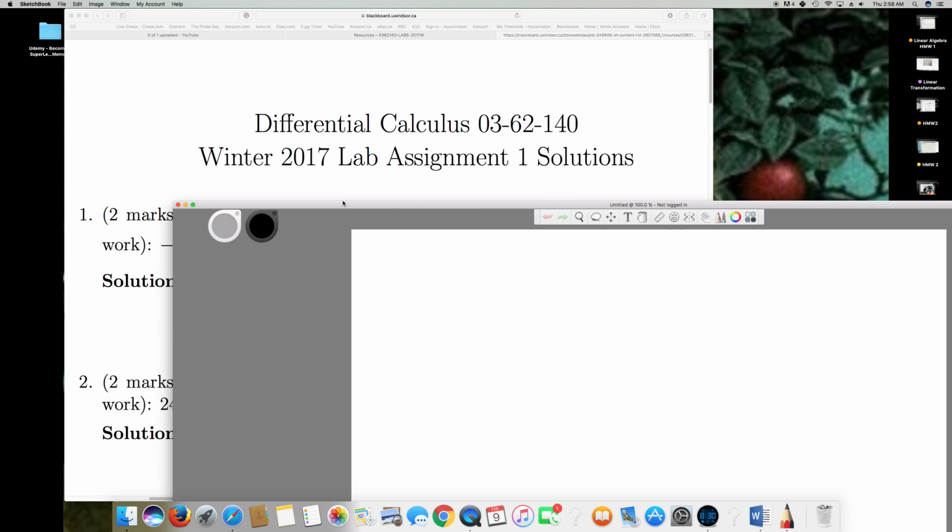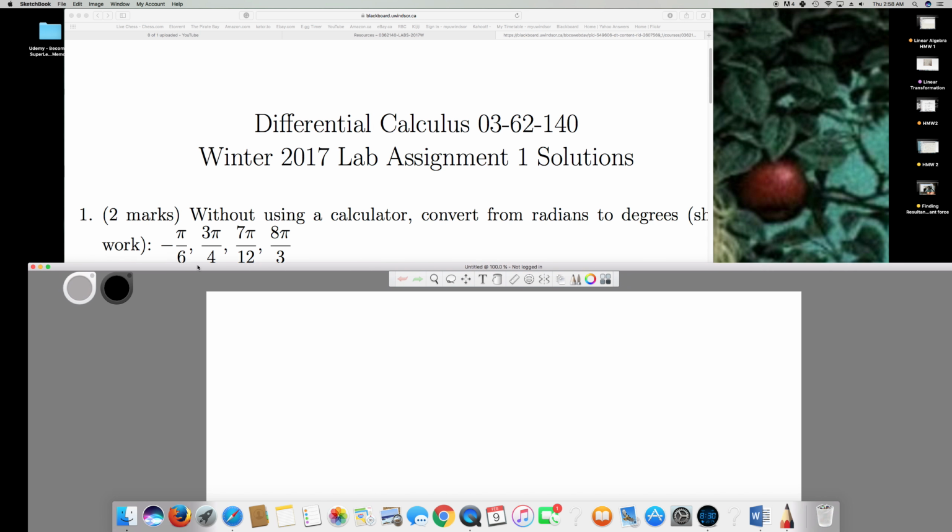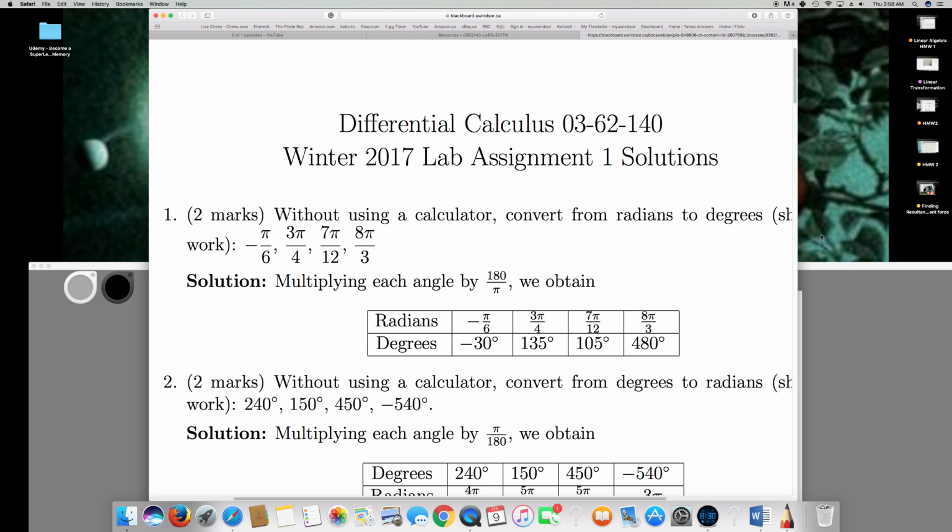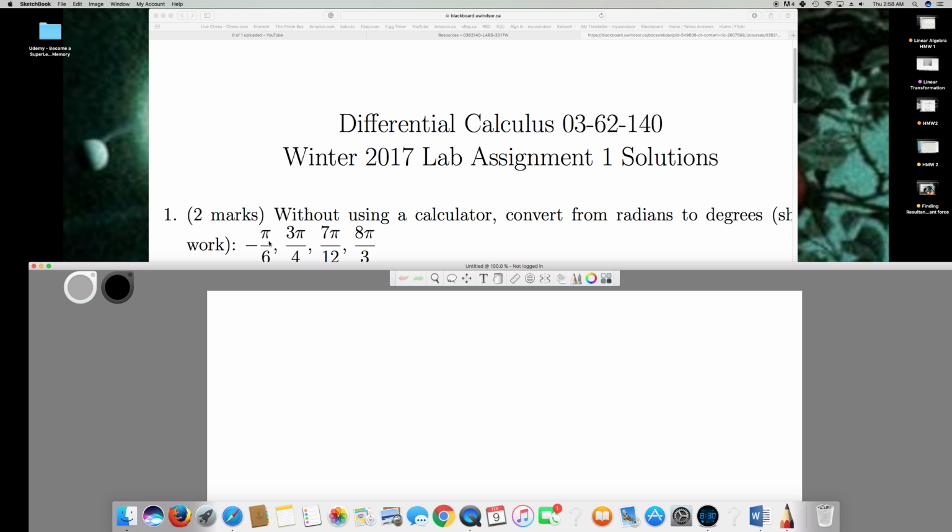Guys, in this video I would like to do some questions from differential calculus. Let's do it one by one. The first question is asking, without using a calculator, convert from radians to degrees. The first is minus π/6. π is equal to 180 degrees, so minus 180 over 6 is going to be minus 30 degrees. So that's the first answer.